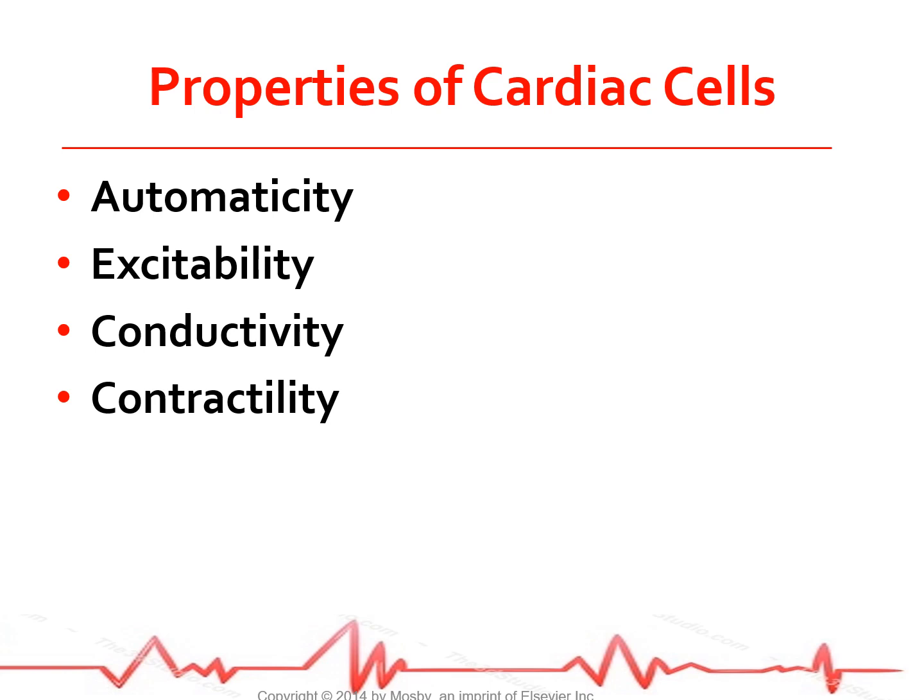Automaticity is the ability to initiate an impulse, so any cardiac cell can initiate an impulse. Excitability is the ability to be electrically stimulated. Conductivity is the ability to transmit that impulse. And contractility is the mechanical response, which is usually muscle contraction, to that impulse.